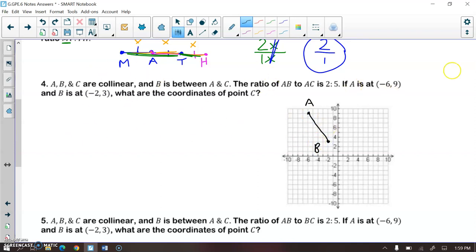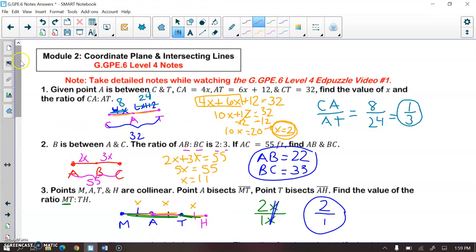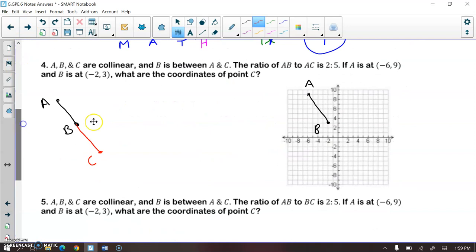Now, B is in between A and C. So what this means is if we have the coordinates from A to B, we are not finding a point between A and B. We are finding a point past A and B. Unlike level 3, where we were finding a point in between our line segments or our endpoints. So this process is actually going to be different.